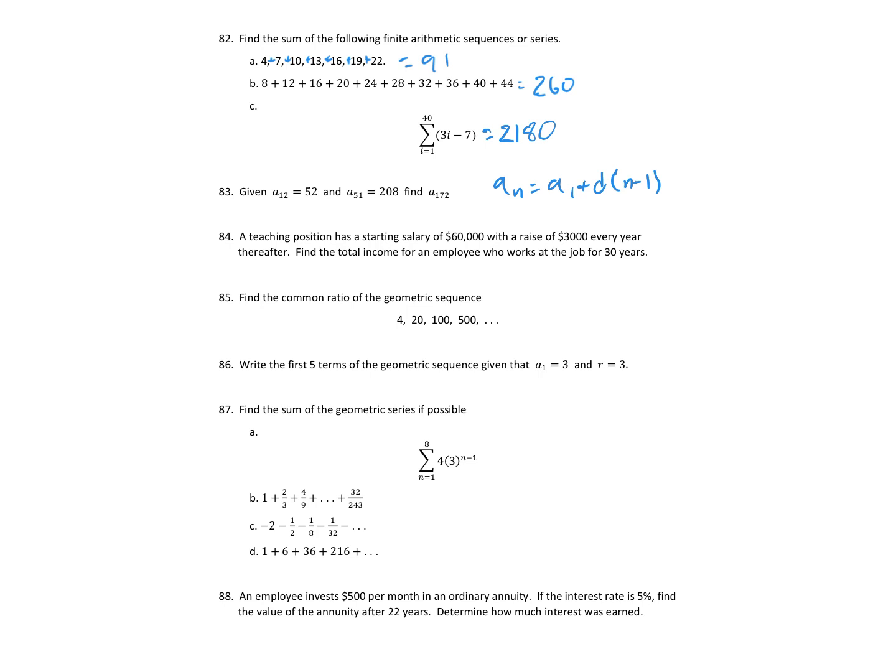So we can write a little system of equations here over to the right. A12 equals A1 plus D times n minus 1. N is 12, so n minus 1 is 11. A51 equals A1 plus D times n minus 1, where n is 51, so n minus 1 is 50. Well, we know A12 is 52. This one is 208.